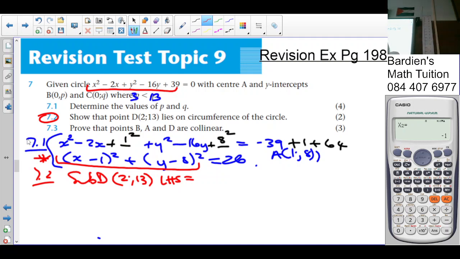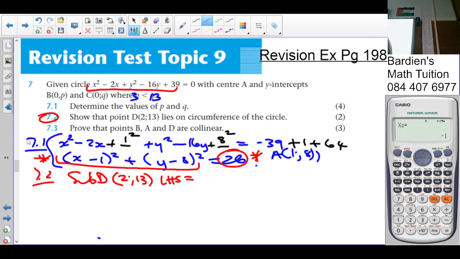If you substitute 2 and 13 into this equation, and the answer comes to 26, then that means this D, which is (2, 13), is lying on the circumference of the circle. That's basically what it means. If the answer after substitution is less than 26, then it lies inside the circle. If after substitution it is more than 26, then it lies outside the circle.